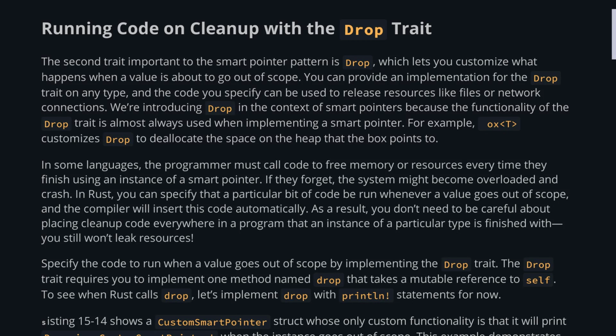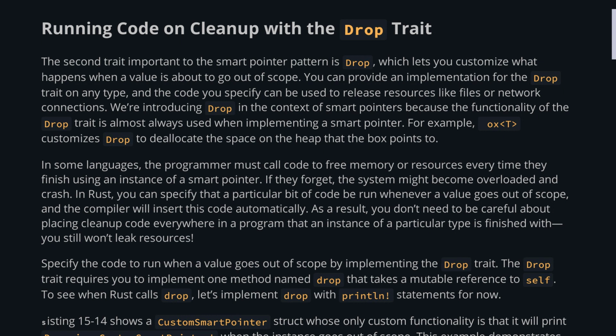In some languages, the programmer must call code to free memory or resources every time they finish using an instance of a smart pointer. If they forget, the system might become overloaded and crash. In Rust, you can specify that a particular bit of code be run whenever a value goes out of scope, and the compiler will insert this code automatically. As a result, you don't need to be careful about placing cleanup code everywhere in a program that an instance of a particular type is finished with. You still won't leak resources.